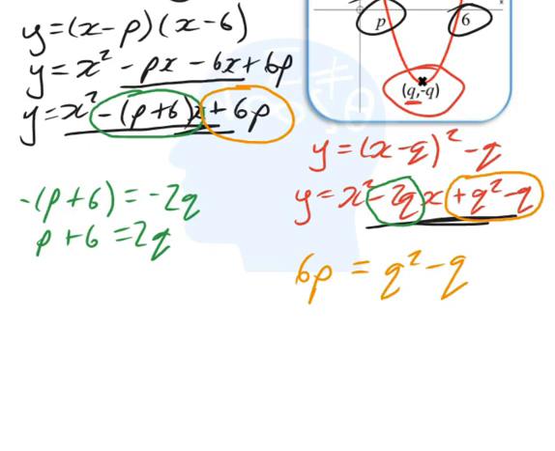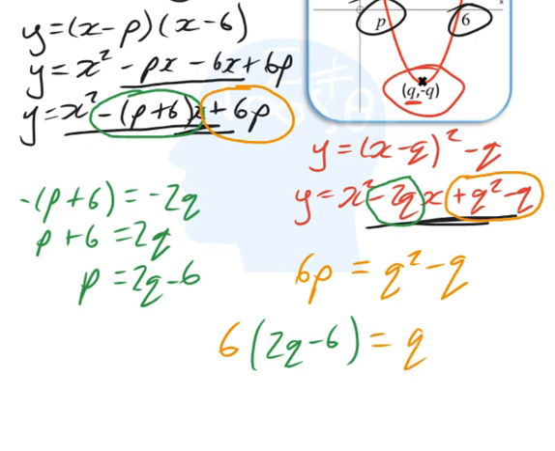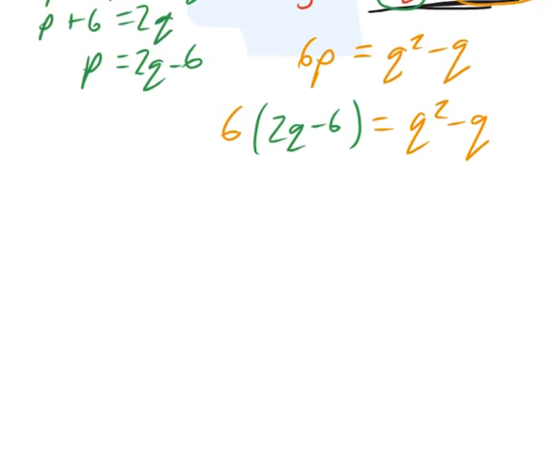What I'm going to do is just do a bit of rearranging over here. So we've got p equals 2q minus 6. And then we can stick that into our other equation. So we've got 6, and then we've got the p, which is the 2q minus 6. And that equals q squared minus q. And now what we've got is an equation just in terms of q that we're going to be able to solve. So let's do that solving now.